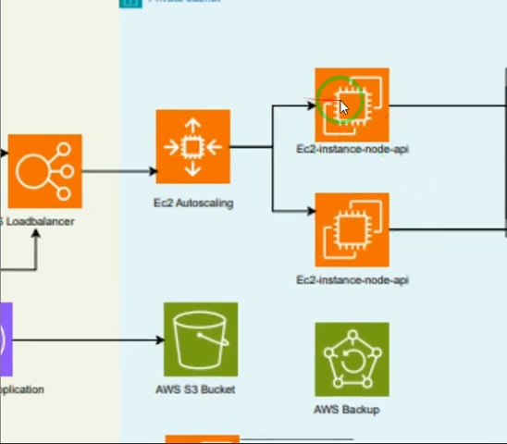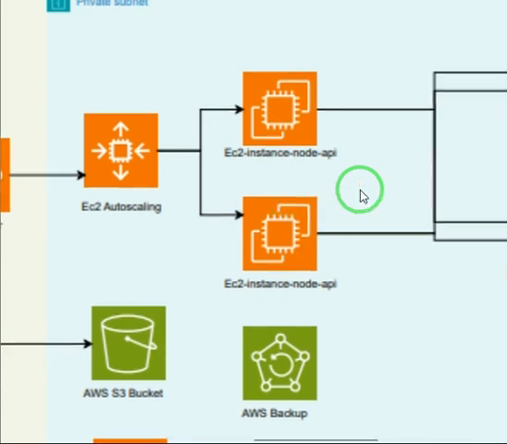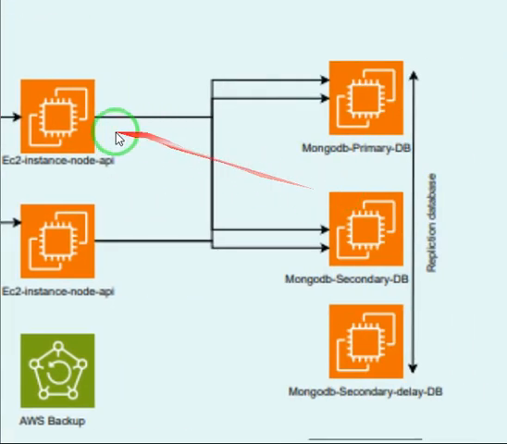These two nodes are under this autoscaling. So there will be more than one node of the API backend running under the ALB, which provides higher performance and scalability to applications. Linked with the MongoDB server: primary server, secondary, and delay secondary.